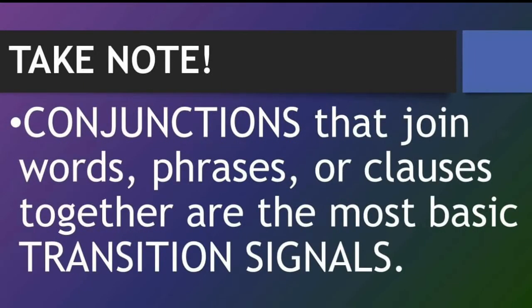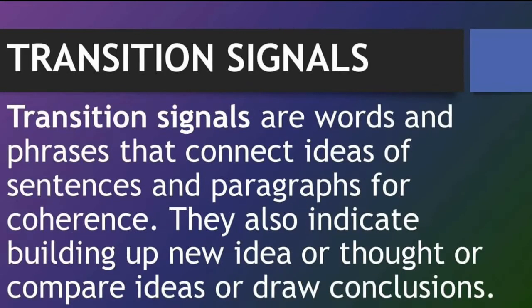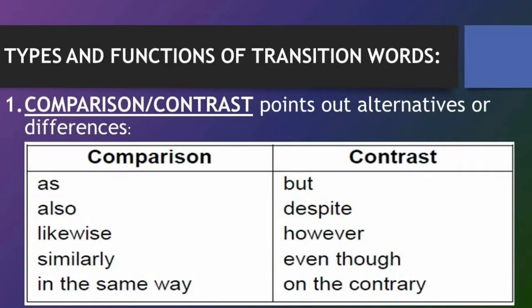And please take note that simple conjunctions serve different purposes. Conjunctions that join words, phrases, or clauses together are the most basic transition signals. The words "and" and "but" are examples of transition signals. Let's have now the definition of transition signals. So when we say transition signals, these are words and phrases that connect ideas of sentences and paragraphs for coherence. They also indicate building up new idea or thought, or compare ideas or draw conclusions. And transition signals are of different types, and each type helps to make certain connection. And we have here the types and functions of transition words.